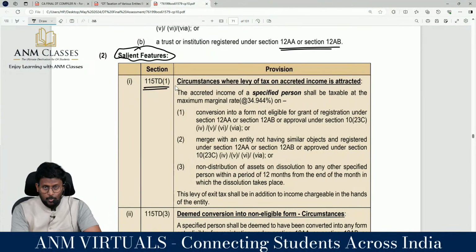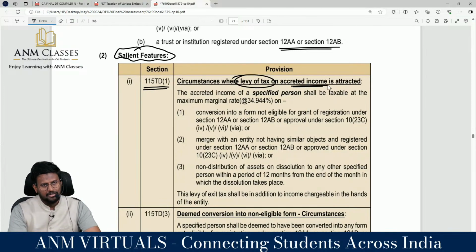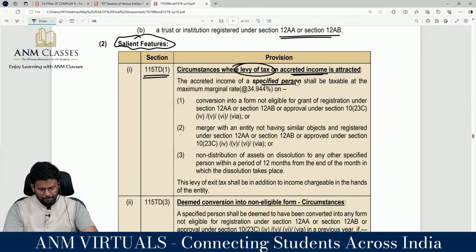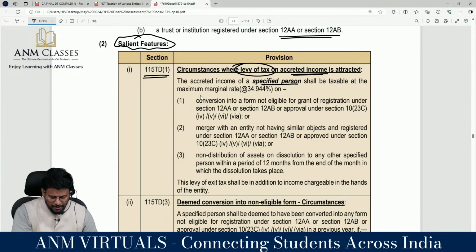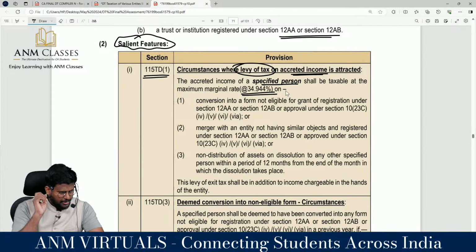115TD subsection 1: circumstances where the levy of tax on accreted income is attracted. The accreted income of any person. Now the specified person has been changed. Now there are two specified persons: 10(23C) series organizations and 12AA or 12AB organizations. The accreted income shall be taxable at the maximum marginal rate, which is 34.944%, because you are cheating the government. You said that you are going to start a charitable activity. You have started a charitable trust.